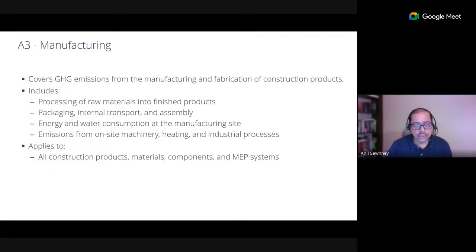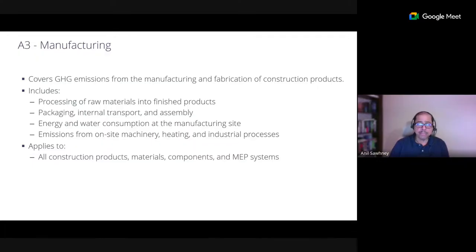manufacturing. So this includes processing of raw materials into finished products, packaging, internal transport, assembly, energy and water consumption at the manufacturing site, emissions from on-site machinery, heating and industrial processes. This A3 manufacturing related emissions apply to all construction products, materials and components and MEP systems.